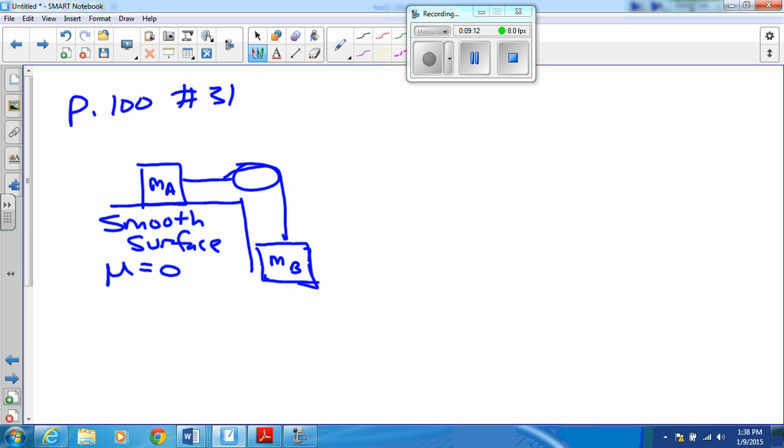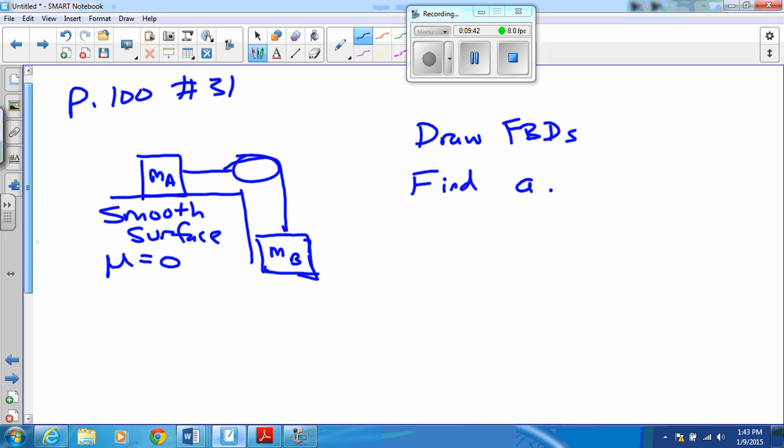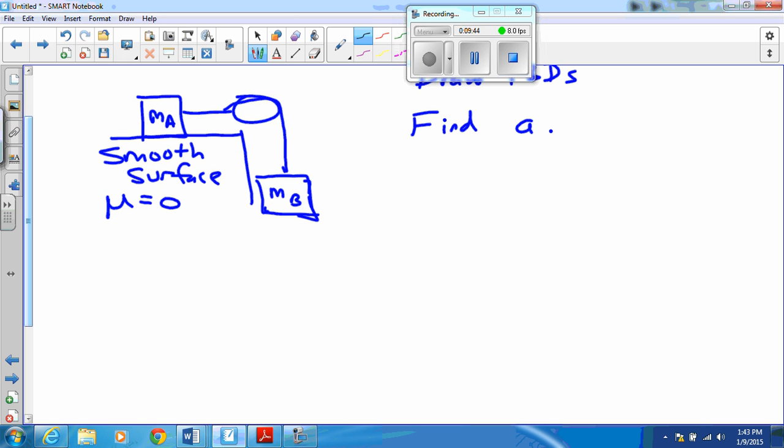And now they ask us this question. They ask us, draw a free body diagram for each block and find the acceleration. Go. Free body diagram for MA. Who's got it? Quick question, this is going to be an end line. Yes. Oh, free body diagram? Yep.